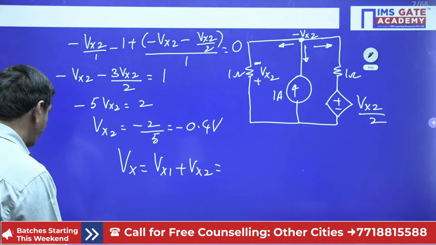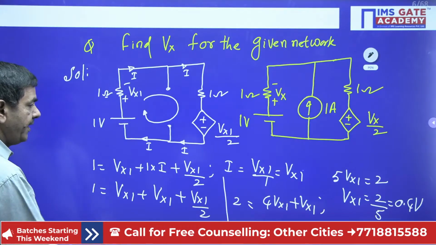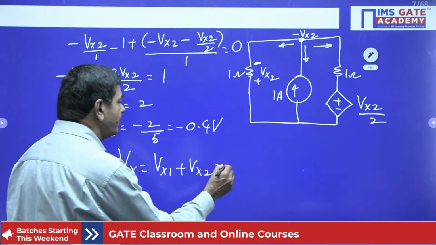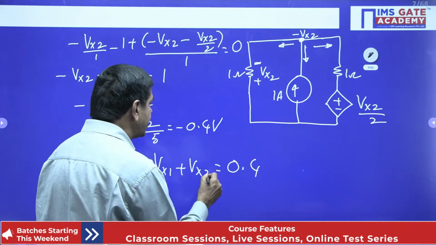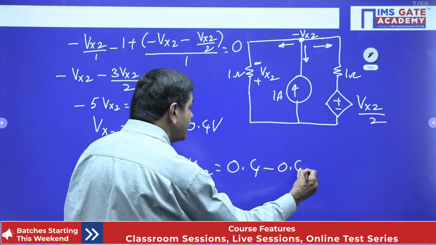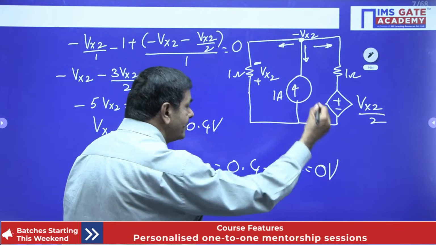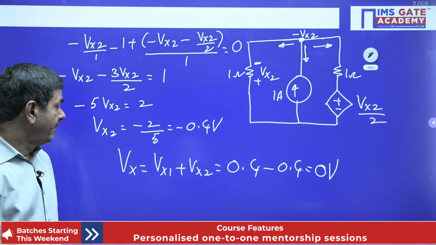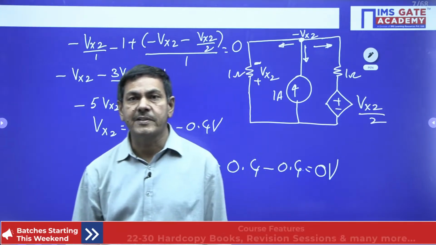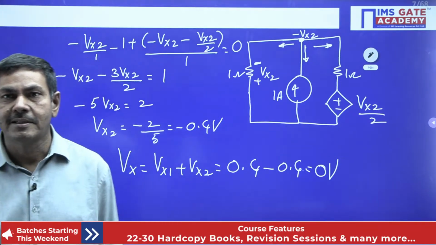What is the Vx1 we got already? Vx1 we got as 0.4 voltage here. Yes, we can put 0.4 volts. What about the Vx2? That is nothing but minus 0.4 we got. Finally, what is the value? 0 voltage is possible. So Vx is nothing but 0 voltage we can say in this problem.